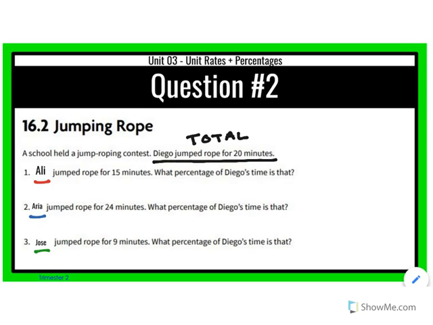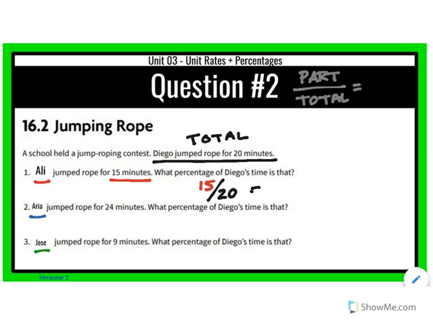So if Ali is the part, and we remember from what we spoke about before, to create our fraction, it's going to be part over total. And then we can just whip out our calculator and divide, and that'll give us the decimal. So let's see. Part for Ali is 15 minutes. So what percentage of Diego's time is that? Well, that'd be 15 over 20.